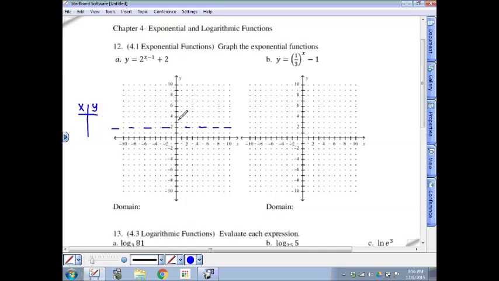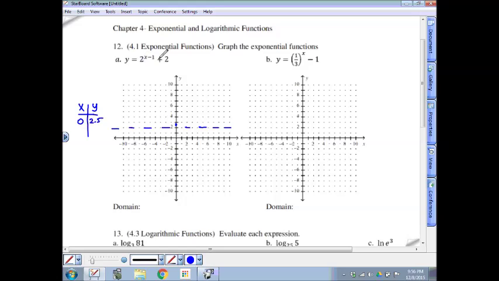One of those points needs to be the y-intercept, and you find that by letting x equal 0. If you plug in a 0 right here for this x, 0 minus 1 is -1. 2 to the -1 power is 1/2. 1/2 plus 2 is 2.5, so the y-intercept is right here at 2.5.